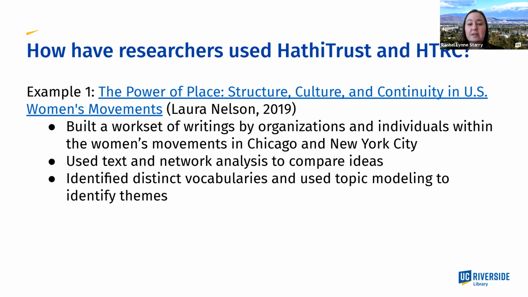She was doing a comparison of both first and second wave feminism. I believe she was looking at texts from 1860 to 1975 across these 2 cities, Chicago and New York City. Essentially she did a comparative analysis, including both text and network analysis, to compare the ideas being communicated in the movement's claims making strategies, the ways they were describing, organizing and identifying themselves. Primarily she did this by identifying distinctive vocabularies used at different times and in these 2 different places, and also used topic modeling to identify the themes across writings.